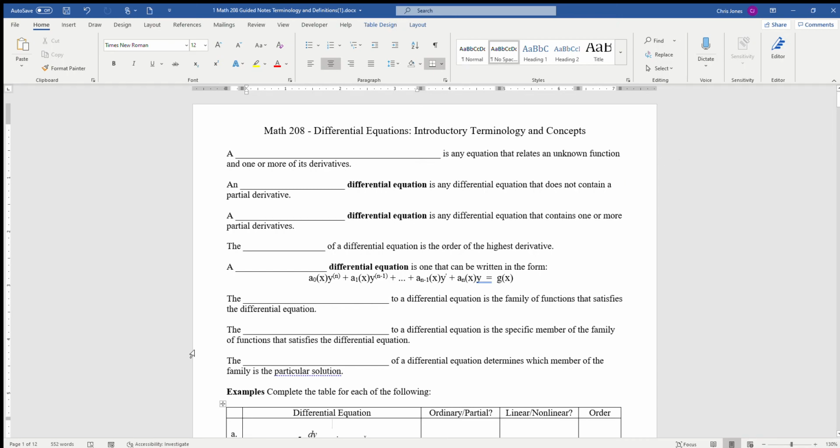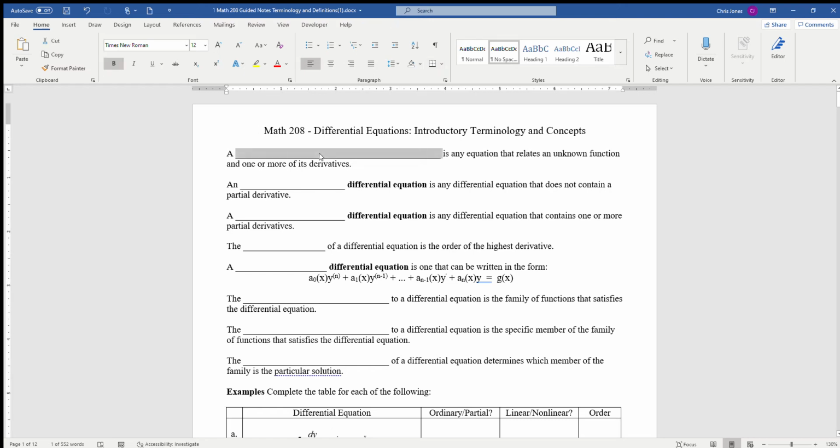Before we can start solving any differential equations and being able to apply them to any real life applications, the first thing we should probably do is get some terminology under our belt so that way we understand the phrases and the intent of where we're going through with this. So let's define a differential equation.